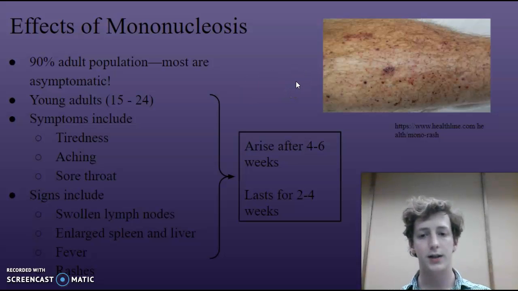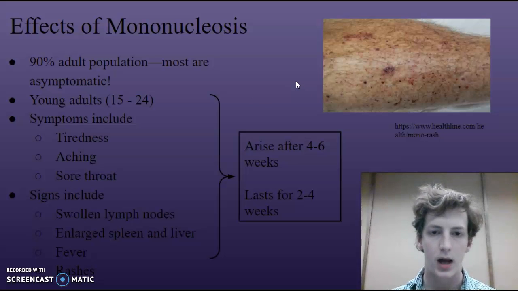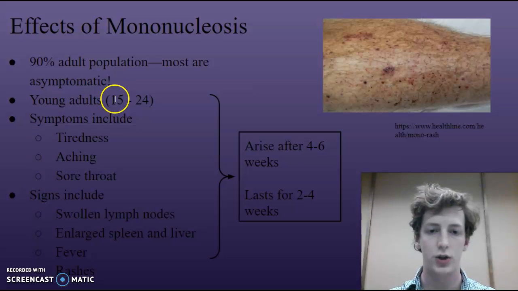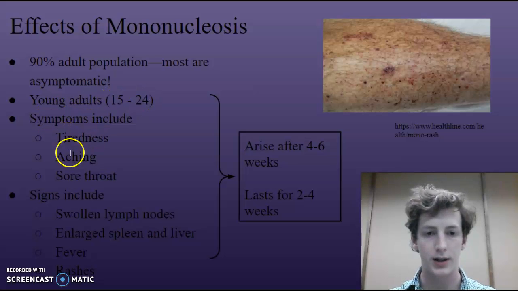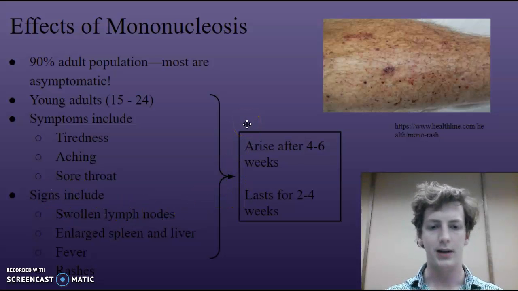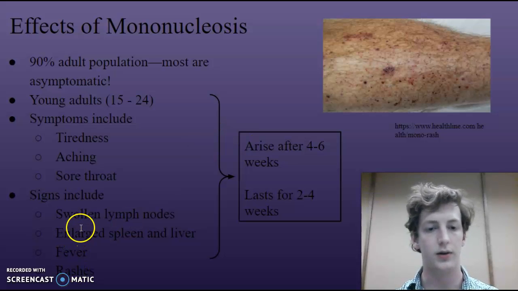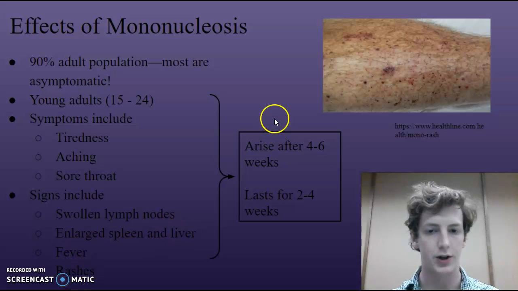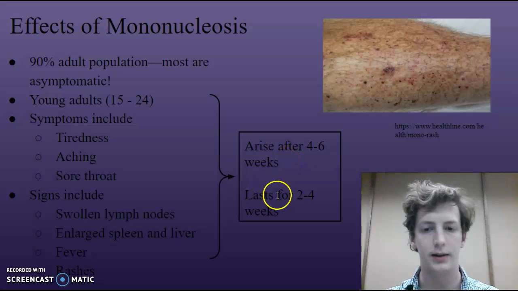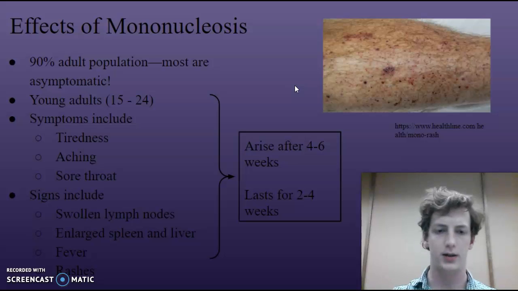Now, although over 90% of the adult population is infected with EBV, most are asymptomatic. Those who are most likely to experience symptoms or express signs are young adults, people ages 15 to 24. Symptoms include tiredness, aching, sore throat. Signs include swollen lymph nodes, particularly the ones in the neck and in the armpits, especially the neck, because there are about 200 lymph nodes in the neck alone. And more signs are enlarged spleen and liver, fever, and rashes. And these typically arise after 4 to 6 weeks of infection, and they last for about 2 to 4 weeks, although they may last for many months. It depends.